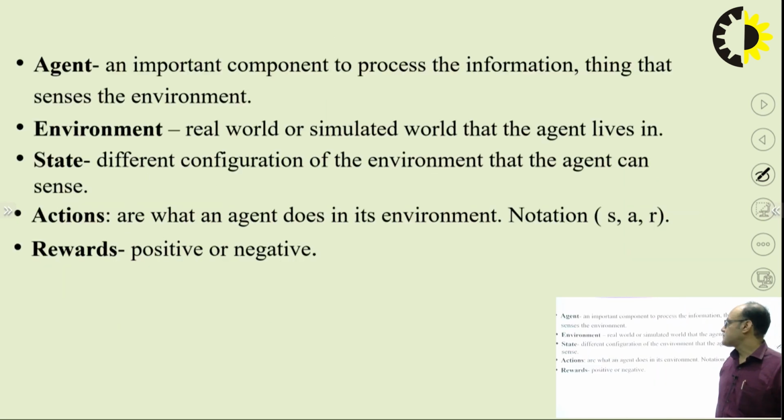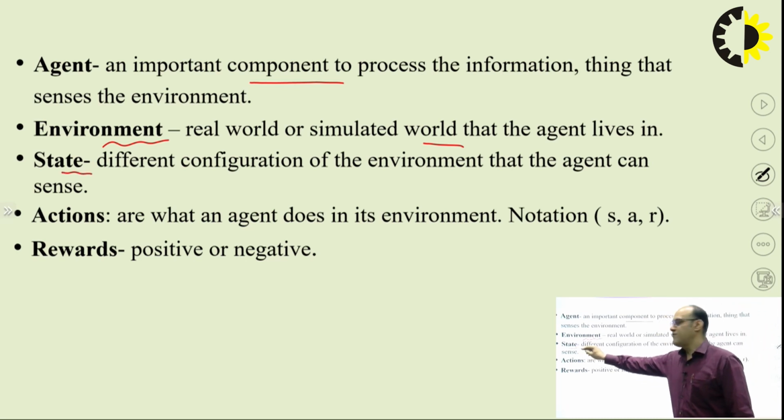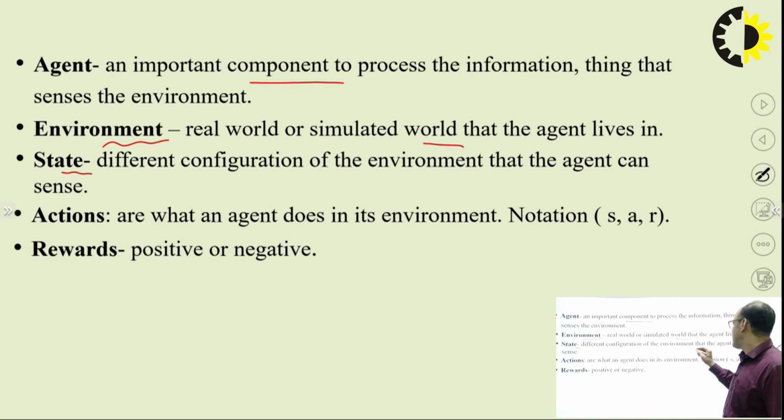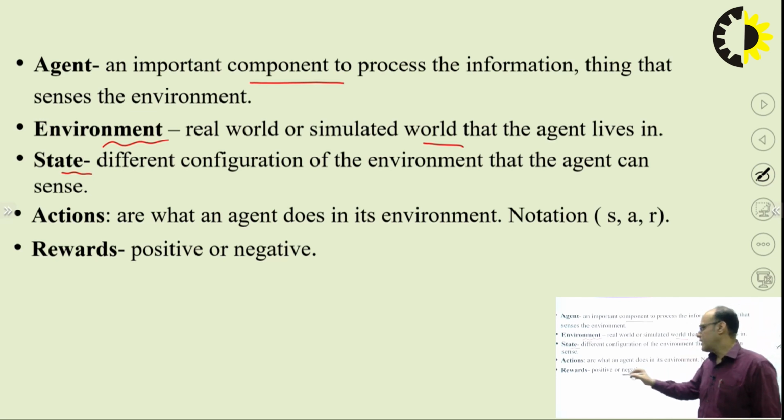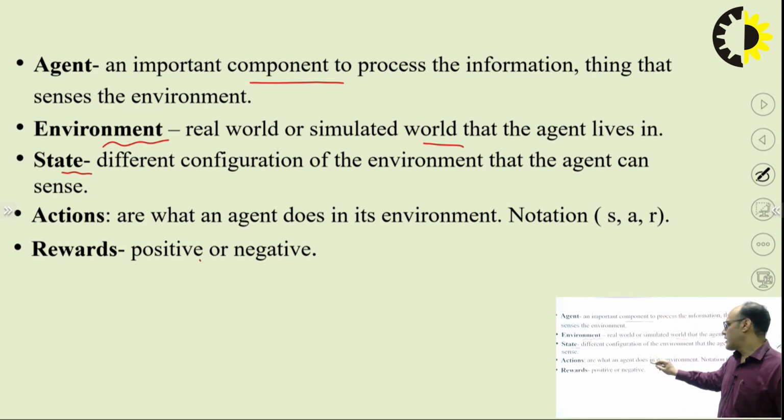Right, students? So the agent is an important component to process the information. Then the environment: it is some real world or simulated world where the agent lives. State gives the different configurations of the environment that the agent can sense. Actions are what an agent does in its environment. These are represented with different symbols. It can be represented as S, A or R in different books.